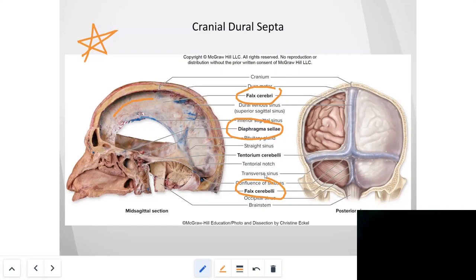Those are the ones you want to look at, which means for this week's anatomy list, these three will definitely be on there. When I make that list and post it on Brightspace, falx cerebri, diaphragma sellae, and falx cerebelli, I'm telling you right now, those will be on there.